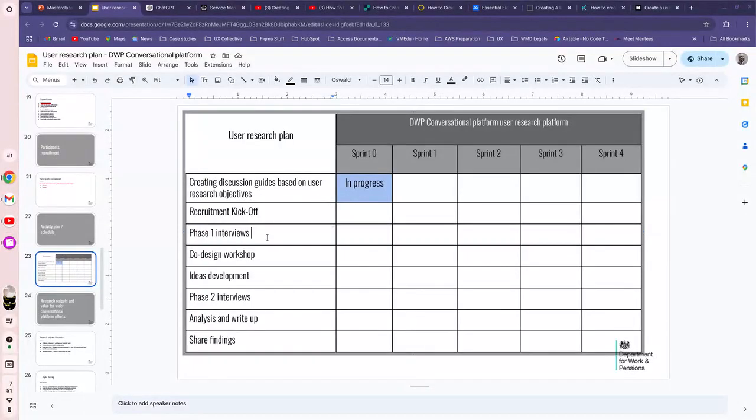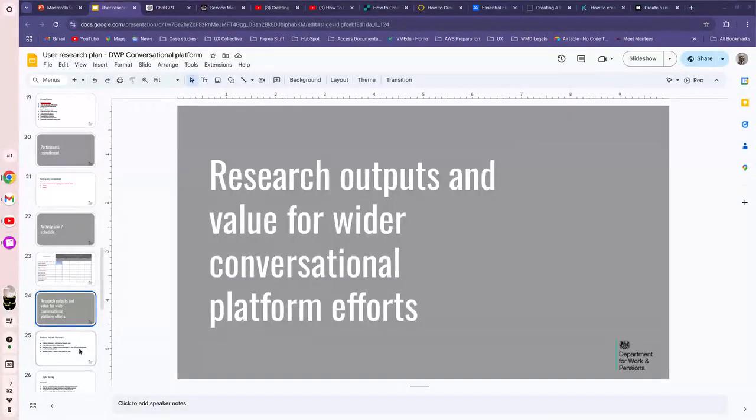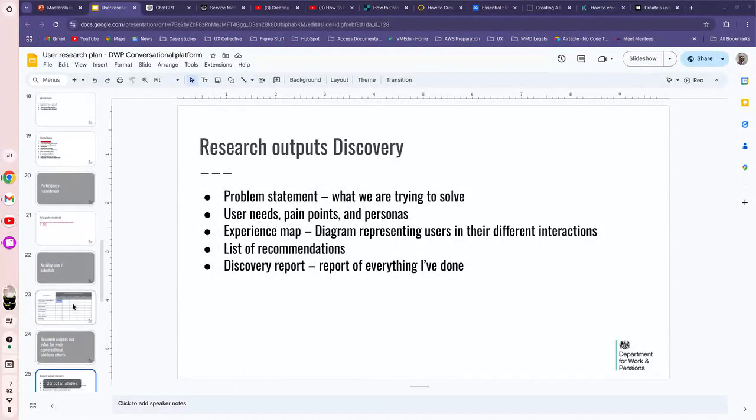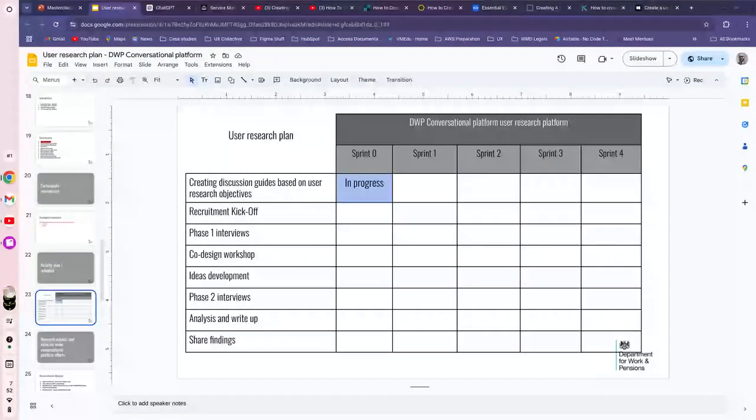Then phase 1, maybe you're doing qualitative here, so it's interviews. A co-design workshop to analyze the insights and come up with ideas, then do another one, do analysis, and come up with a report of your findings from research and play it back to your team. So this is a really good, simplified version of a user research plan. That's what I wanted to show you guys. There's a lot of content on the slide, but essentially, this is what you can work with your team to put together.